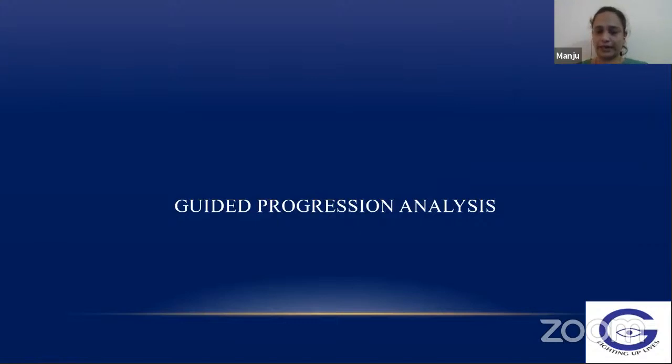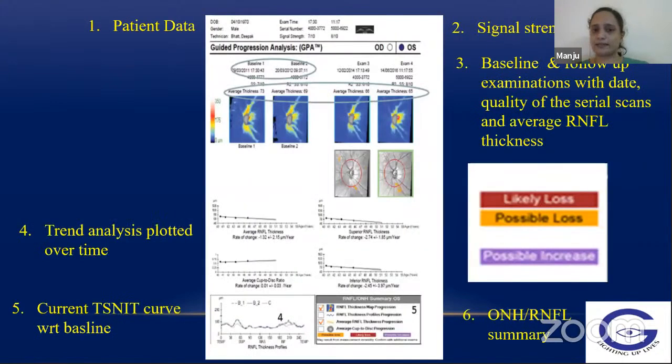Now we'll move on to the guided progression analysis. This is the printout. Again, zone 1 patient data, zone 2 signal strength, zone 3 gives the baseline and the follow-up examinations with date, quality of the serial scans and the average RNFL thickness.